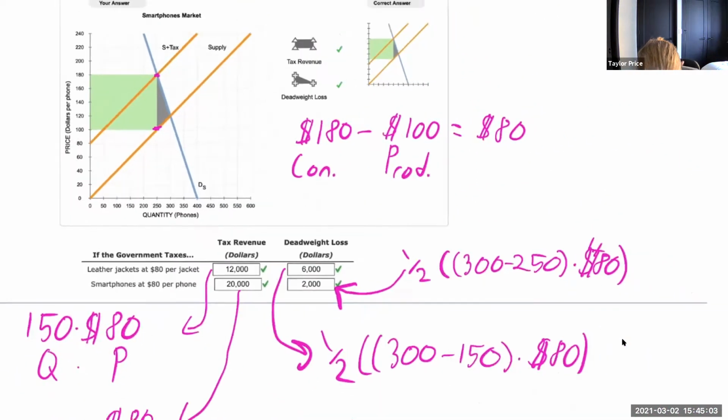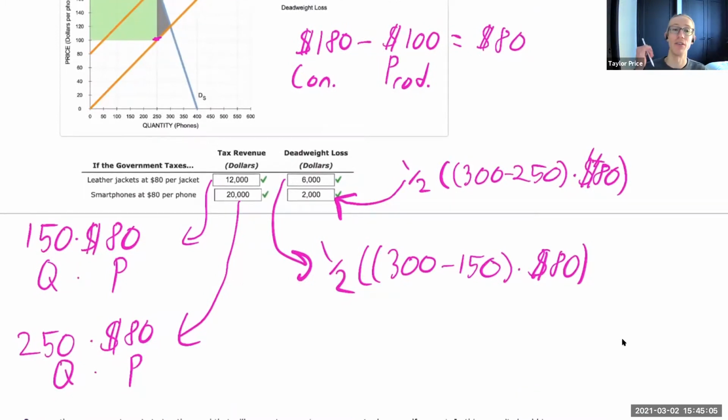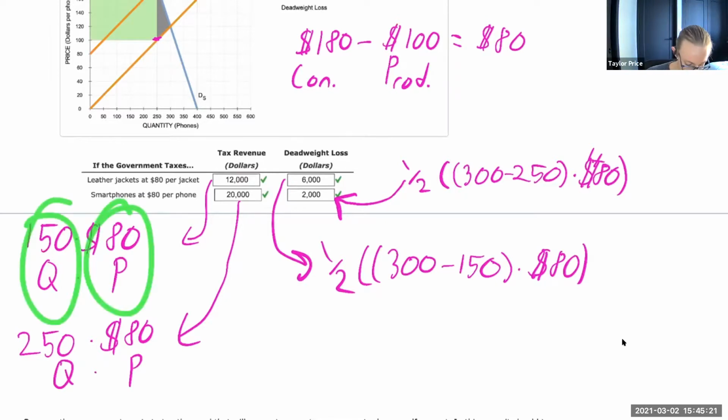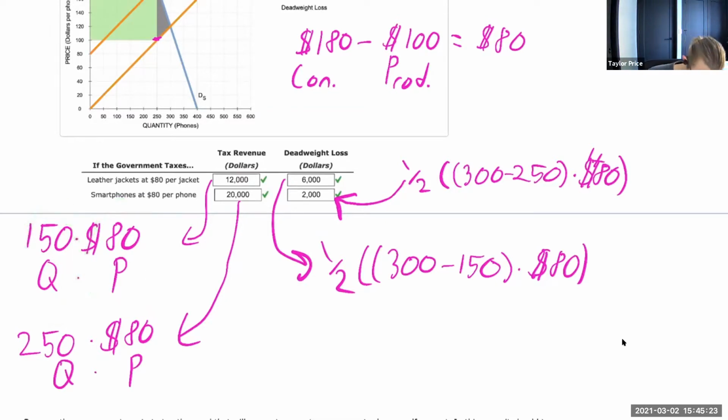Okay, so now we need to find the tax revenue and deadweight loss for each example. So tax revenue is super, super simple. All we're going to do is take the quantity in the market and multiply it by the price, and that's the tax revenue. Or sorry, the tax. So this is going to be quantity, this is going to be the tax price. That's all we do for tax revenue.